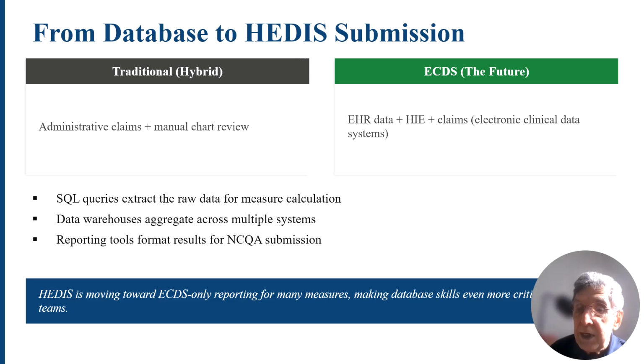This is very labor-intensive, doing manual chart reviews. It's expensive and is limited to sample data, which is subject to errors and imprecision. The future is in the ECDS, the Electronic Clinical Data Systems. In that model, data flows all electronically, automatically, from sources such as the electronic health record or health information exchanges or claim systems. No manual chart review is necessary. SQL queries extract the data. Data warehouses aggregate across systems, and reporting tools format the results for NCQA submission.